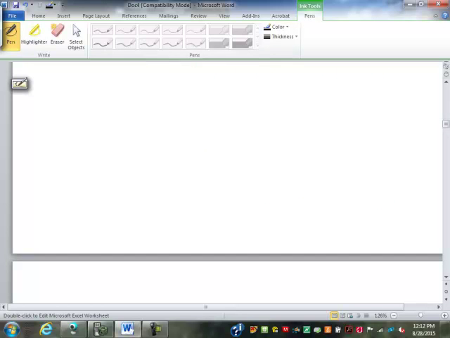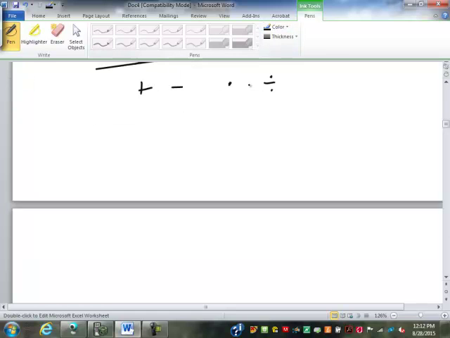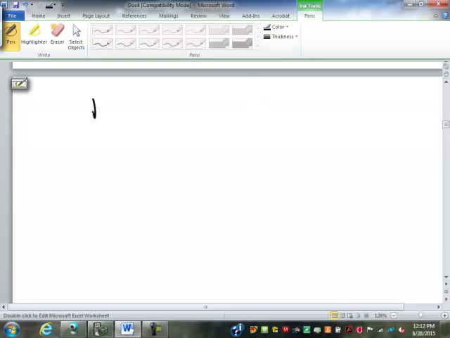Decimals. We just did those today, so I'm not going to go through them, but you will have to add, subtract, multiply, and divide with decimals as well. You'll need to round. You might need to round to the nearest 10.